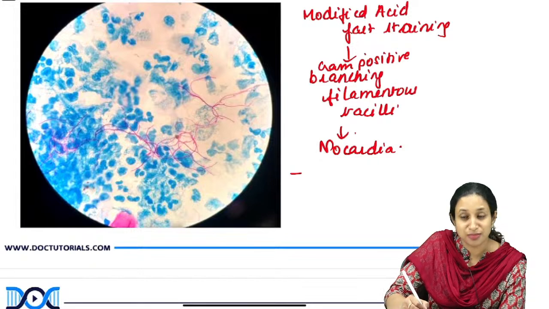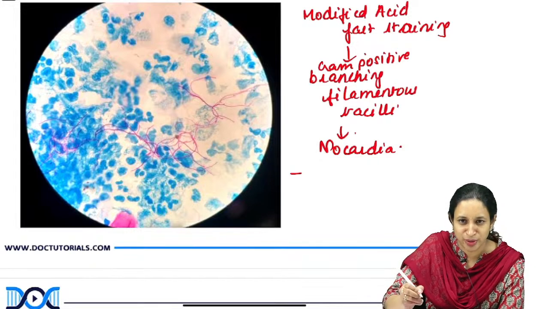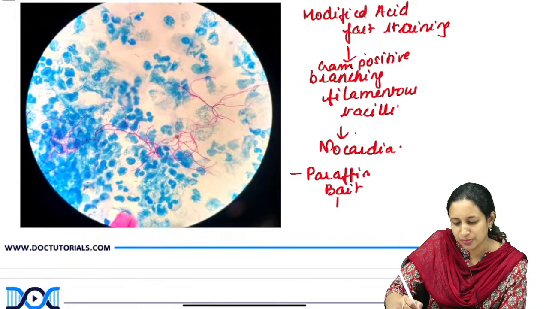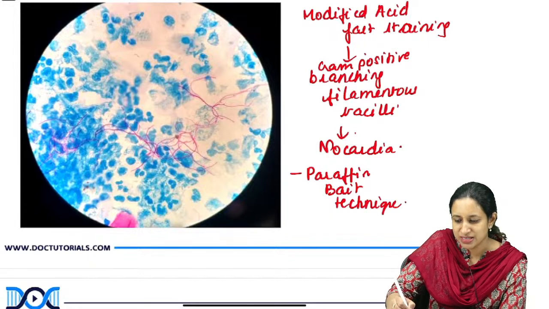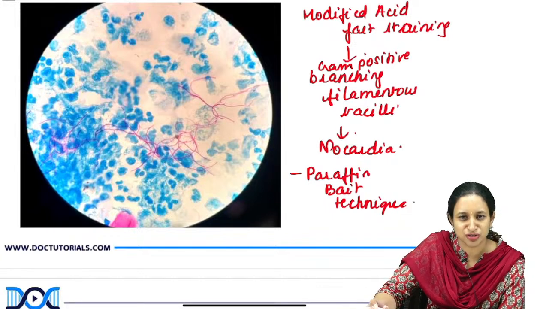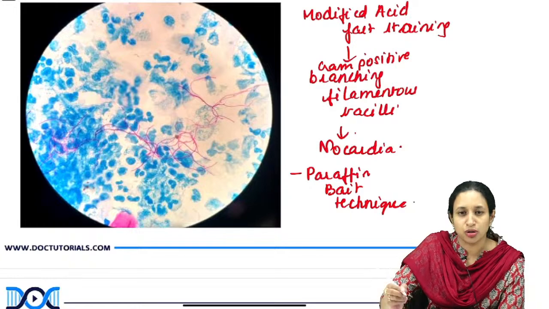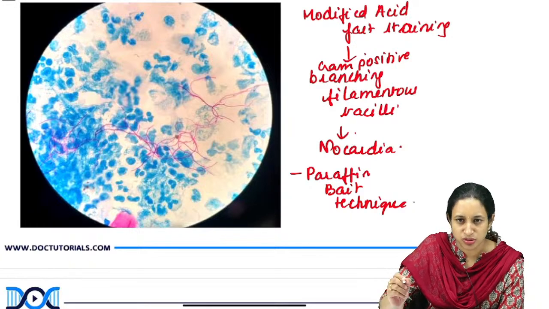And what is the important test that you have to remember for Nocardia? It is called the paraffin bait technique. So the paraffin bait technique is something which is done for Nocardia, and please remember it is a test where you can identify if it is Nocardia or not based on the ability of Nocardia to use paraffin as a sole source of carbon.